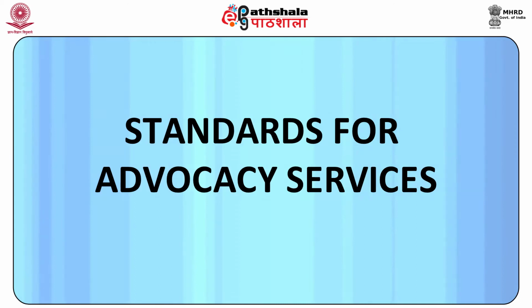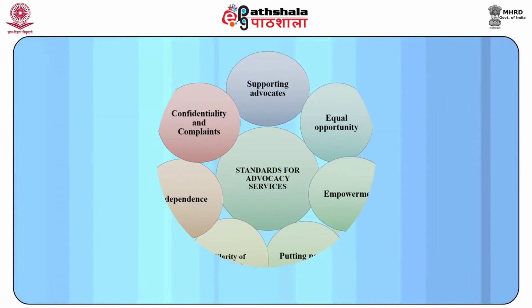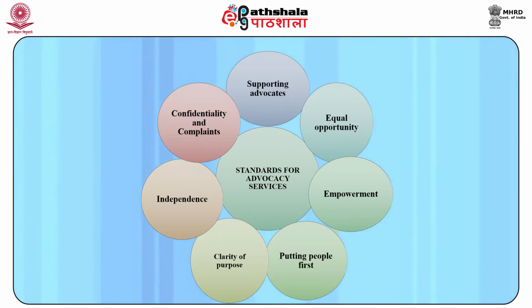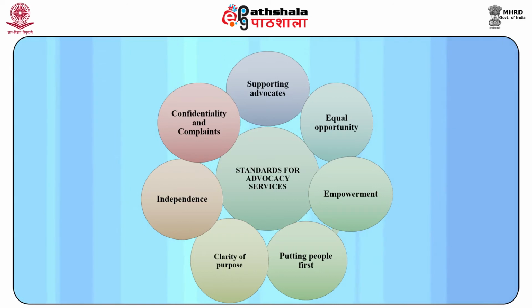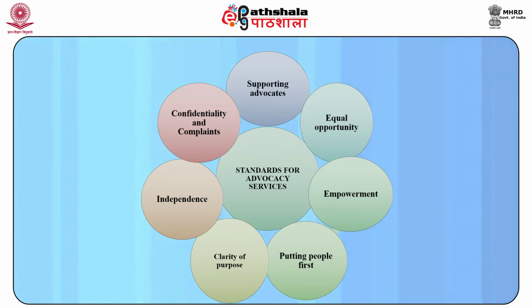Today, advocacy groups contribute to democracy in many ways. They have 5 key functions. Standards for advocacy services: in order to ensure that advocacy services are provided in a way that effectively meets the needs of people who access support and operates in a way that is underpinned by an evidence base, standards of generic advocacy services have been developed by Action for Advocacy. These standards relate to supporting advocates, equal opportunity, empowerment, putting people first, clarity of purpose, independence, and confidentiality and complaints. These themes are further reflected in the Scottish Independent Advocacy Alliance's principles and standards of independent advocacy.